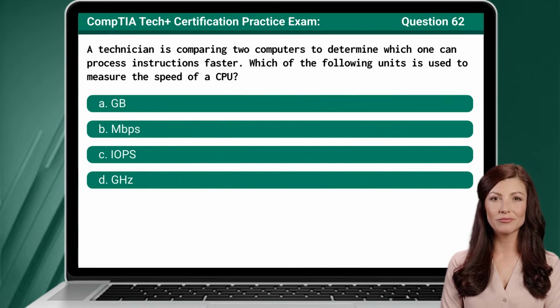Question 62. A technician is comparing two computers to determine which one can process instructions faster. Which of the following units is used to measure the speed of a CPU?